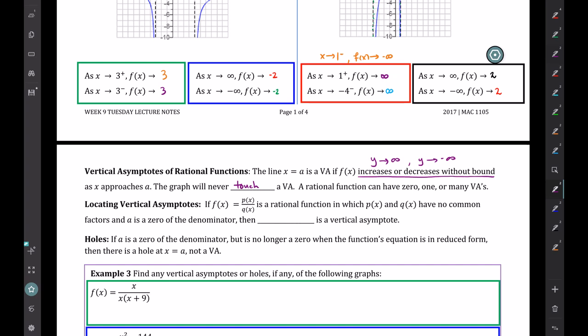Alright, now to find the vertical asymptotes, you look at f of x as p of x over q of x, and if p of x and q of x have no common factors and a is a 0 of the denominator, then x equals a is a vertical asymptote. So what we were doing in the first part of this lecture, where we're finding where the denominator is equal to 0, that was actually finding the vertical asymptotes.